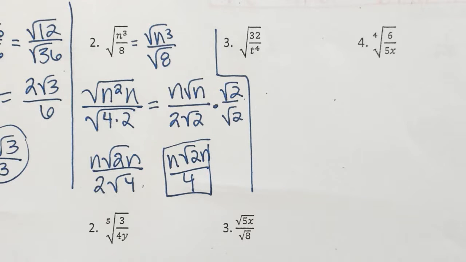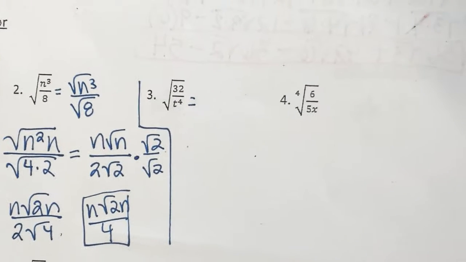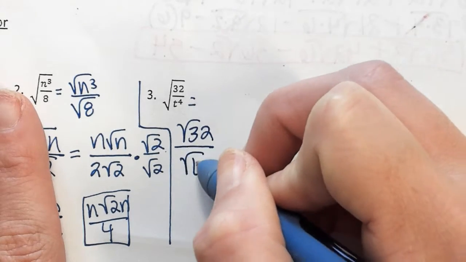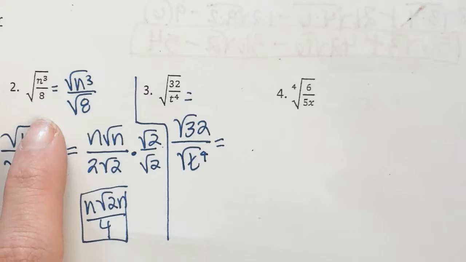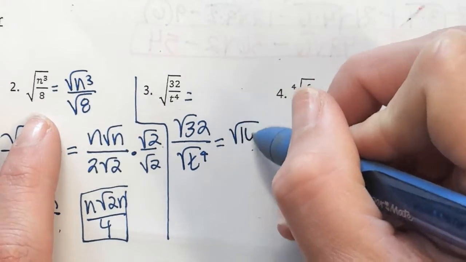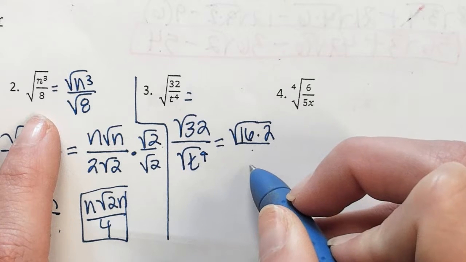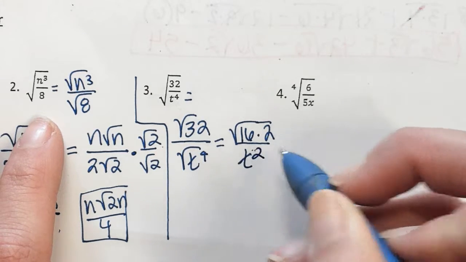Alright. Let's look at this next one. Y'all tell me what you would do first. What now? So, simplify? Okay. Are you guessing? How could I simplify square root of 32? Very good. And what's the square root of t to the 4th? Good.